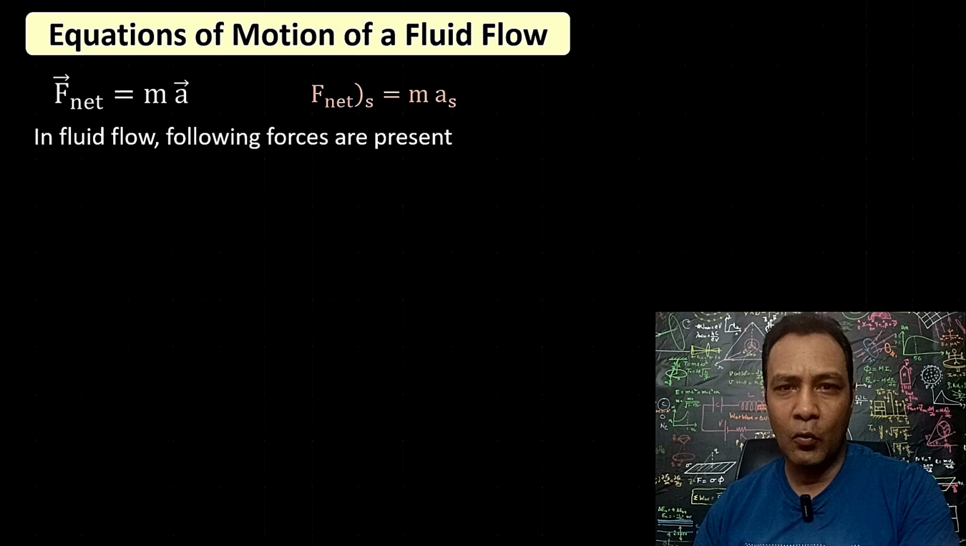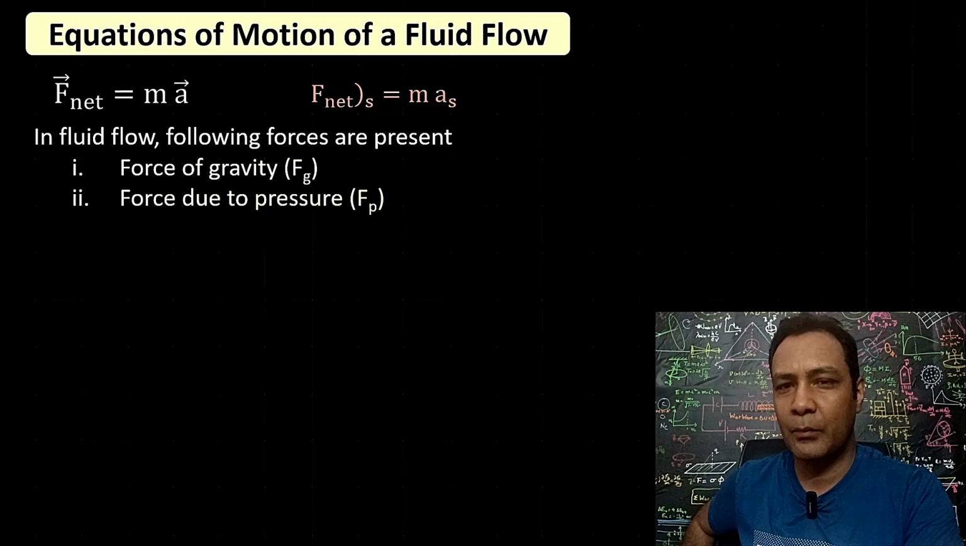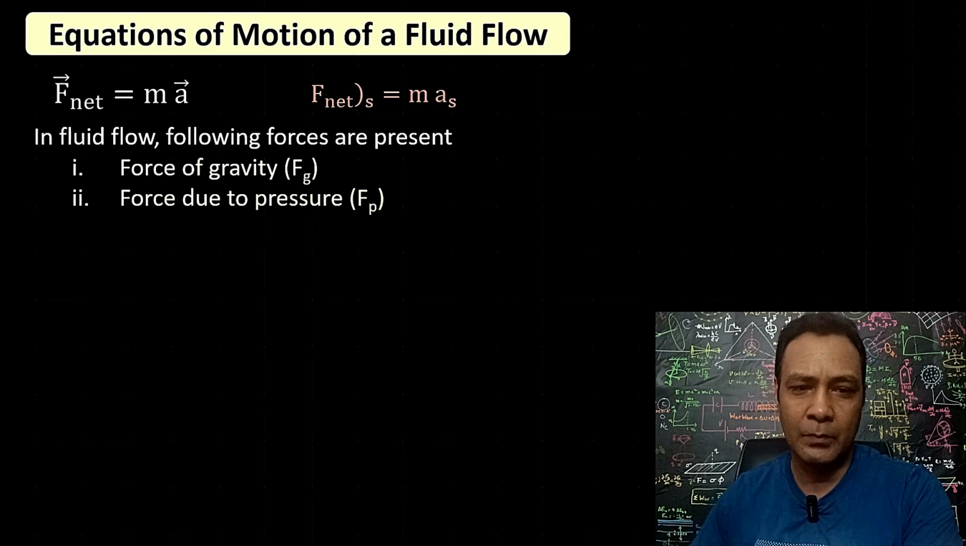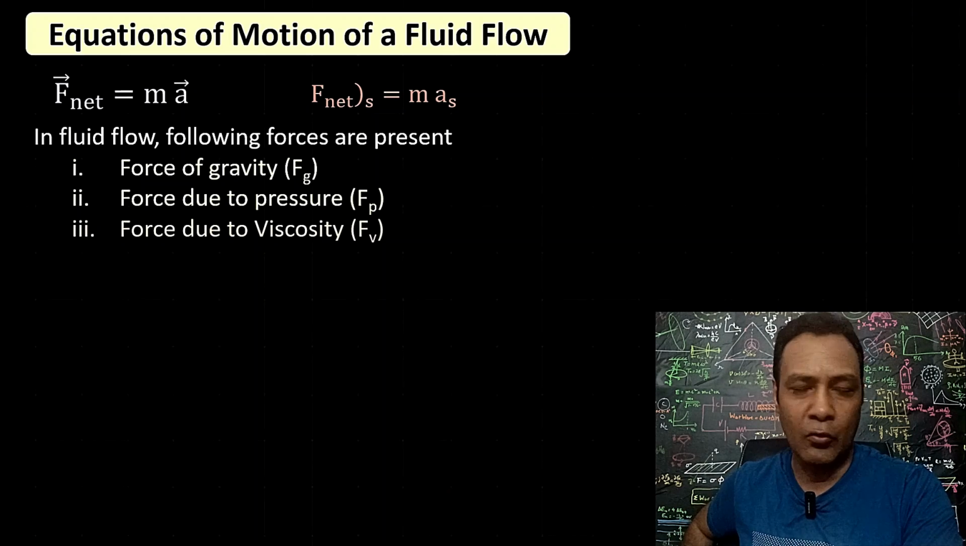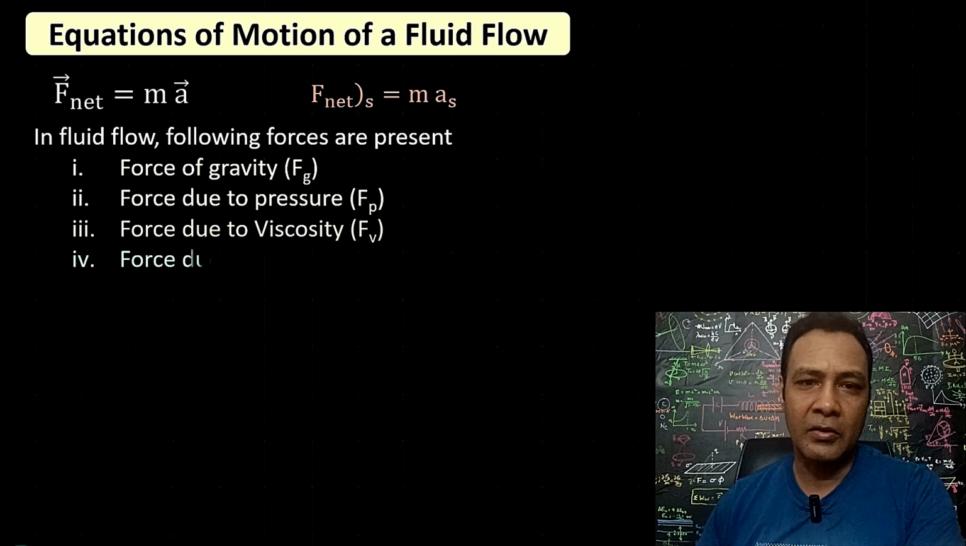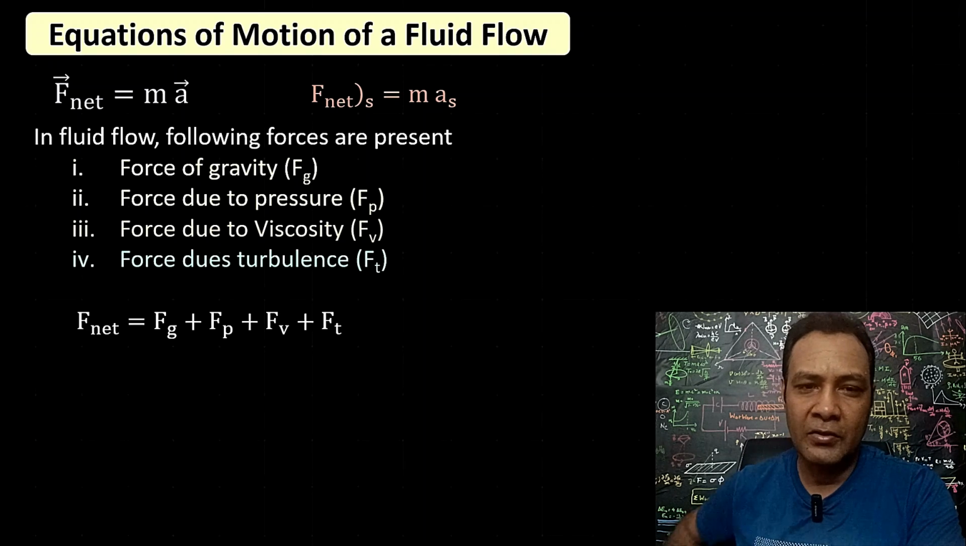So in fluid flow, the following forces are present. First is obviously the force of gravity, Fg, and then because of pressure, there is a force due to pressure, Fp. And if the fluid is viscous, non-ideal, there is a force due to viscosity, Fv, and then there is a force due to turbulence, Ft. So on the LHS, F is the sum of Fg, Fp, Fv and Ft.